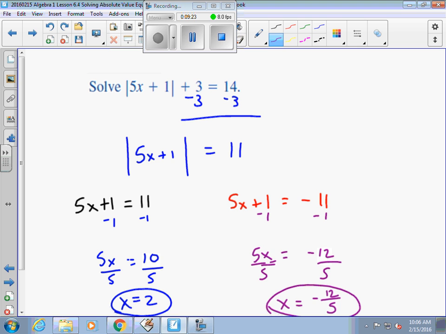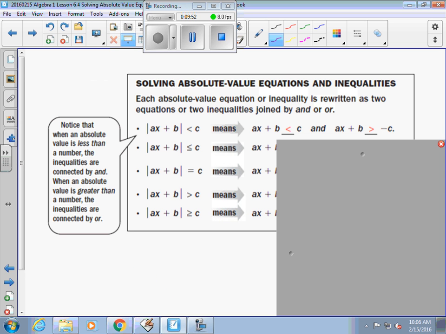Again, when you plug them both back in, 5 times 2 is 10 plus 1. The absolute value of that is 11. 11 plus 3 is 14, so 2 works. Negative 12 over 5. 5 times negative 12 is negative 60. Negative 60 divided by 5 is negative 12. Negative 12 plus 1 is negative 11. The absolute value of negative 11 is 11 plus 3 is also 14. So that's how you check both of those by plugging them back in.